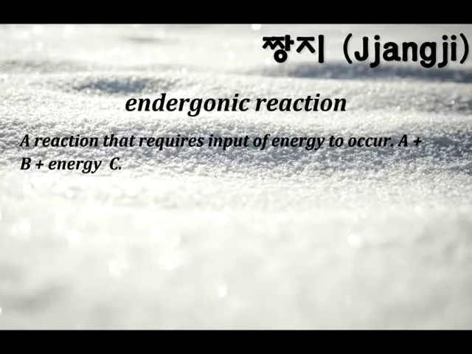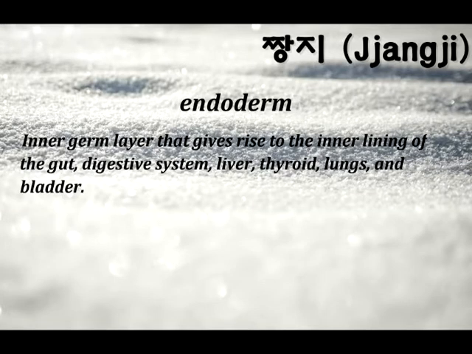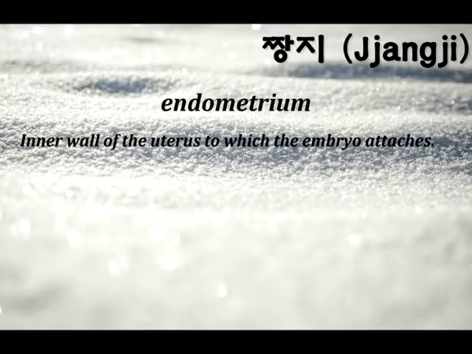AB energy C. Endocytosis, process by which substances are brought into cells by enclosure into a membrane-created vesicle that surrounds the substance and escorts it into the cell. Endoderm, inner germ layer that gives rise to the inner lining of the gut, digestive system, liver, thyroid, lungs, and bladder. Endodermis, cells that line the innermost layer of the cortex in plants that give rise to the Casparian strip. Endometrium, inner wall of the uterus to which the embryo attaches.